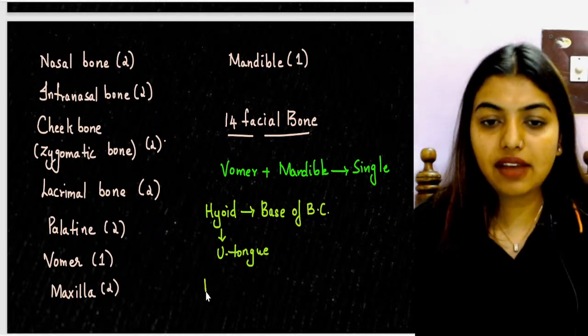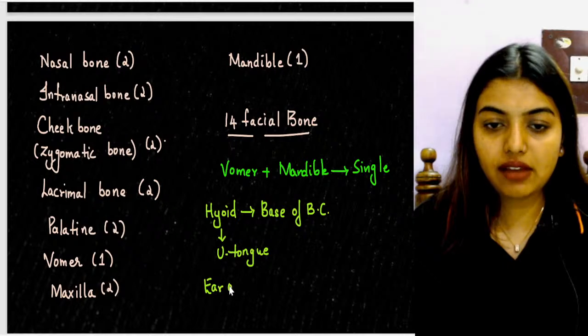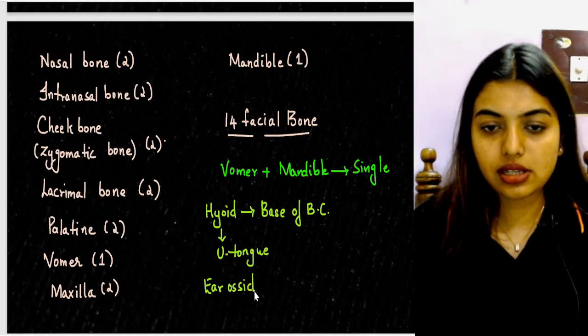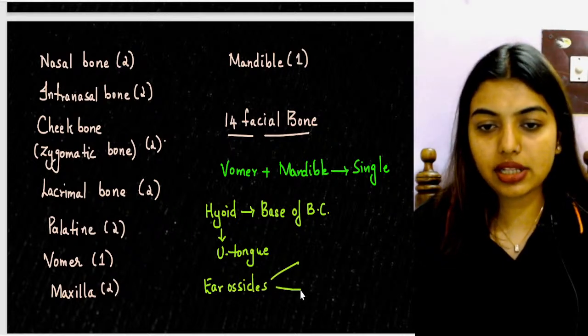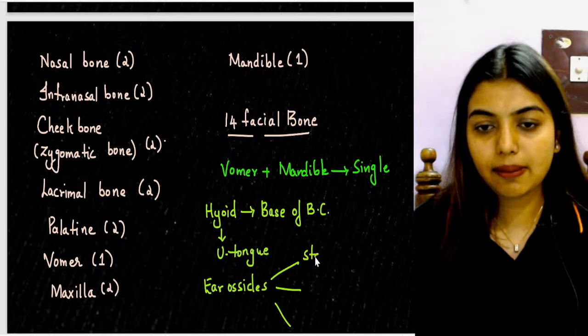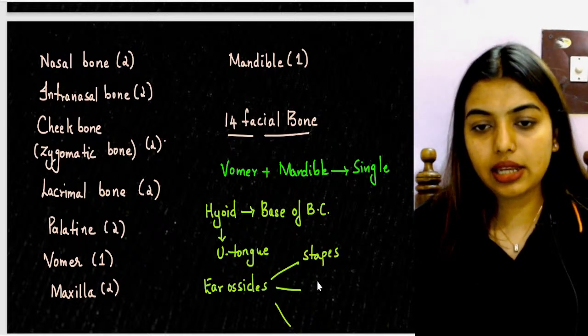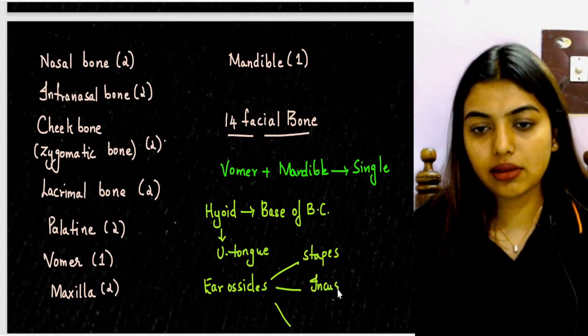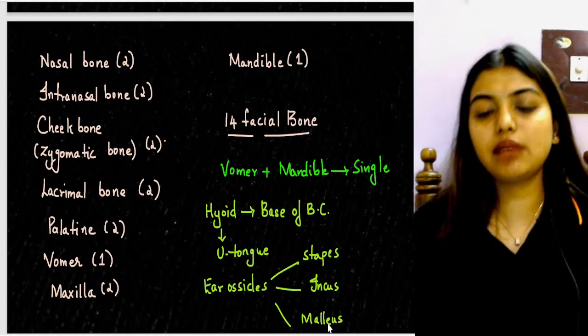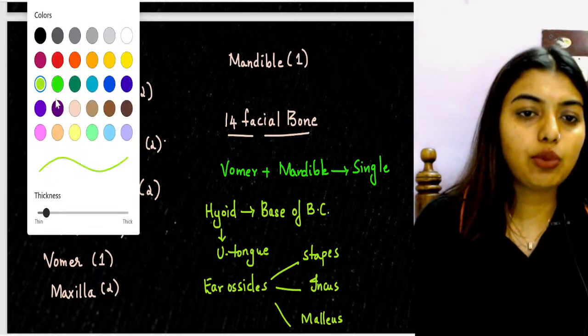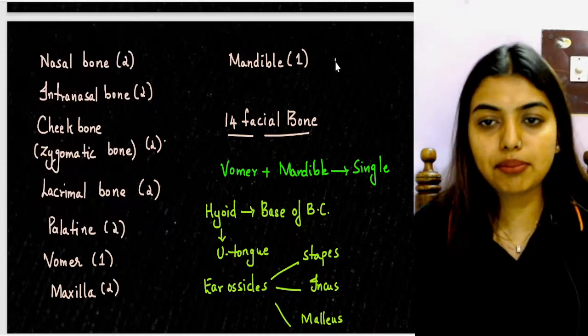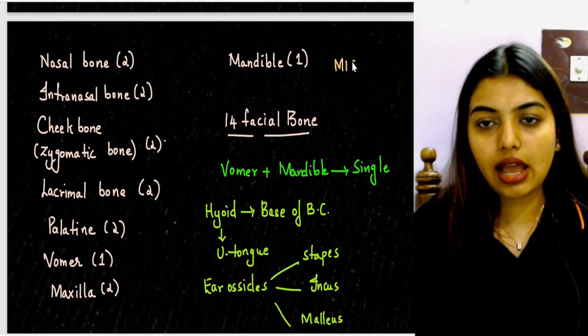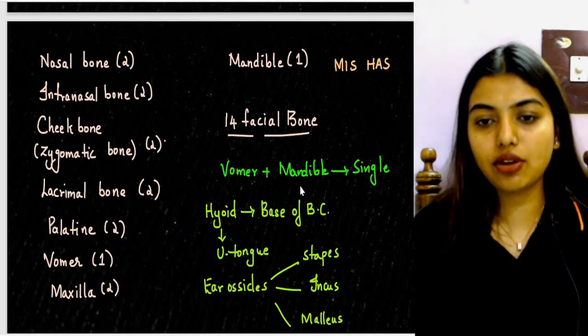Then we have ear ossicles. What do we have? Ear ossicles, 3 of them are there, students. Stapes, incus, and malleus. Now if you want to remember their names, you have to remember Miss Has.